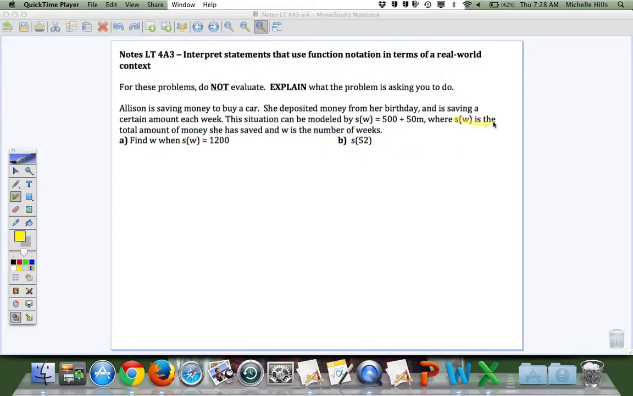One stands for the total amount of money she has saved, and the other one, the W, is the number of weeks, which means they're either going to tell me how much money she has saved and ask me how many weeks she has been saving, or they're going to tell me how many weeks she has been saving, and they're going to ask me how much money she has saved. One or the other of those is what's going to happen. I just have to figure out what each one of these is.